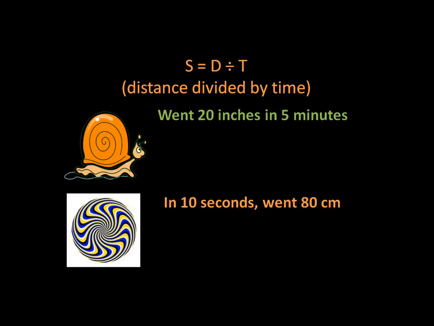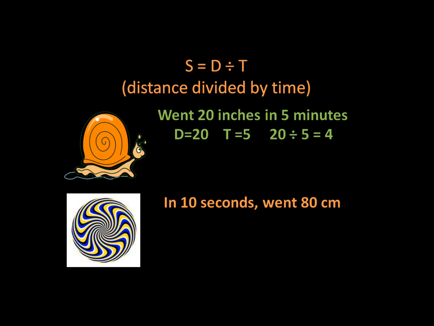Okay, first the snail. The total distance was 20 inches, and the total time was 5 minutes. Plug in the speed formula. Speed equals distance divided by time. So we have a distance, 20 inches, divided by time, 5 minutes. 20 divided by 5 equals 4.